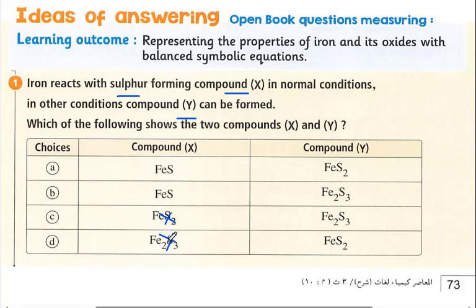In normal conditions, iron plus sulfur forms iron 2 sulfide. Okay, so in other conditions iron can form only positive 3, iron 3 sulfide. This is iron 3 sulfide, this is iron 4 sulfide. Iron 4 sulfide is not an oxidation state of iron, so this is the correct answer. Okay, ferrous sulfide and ferric sulfide.